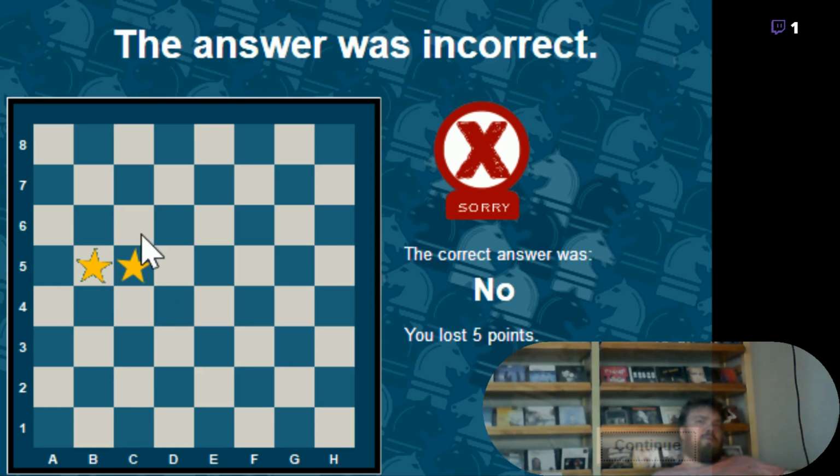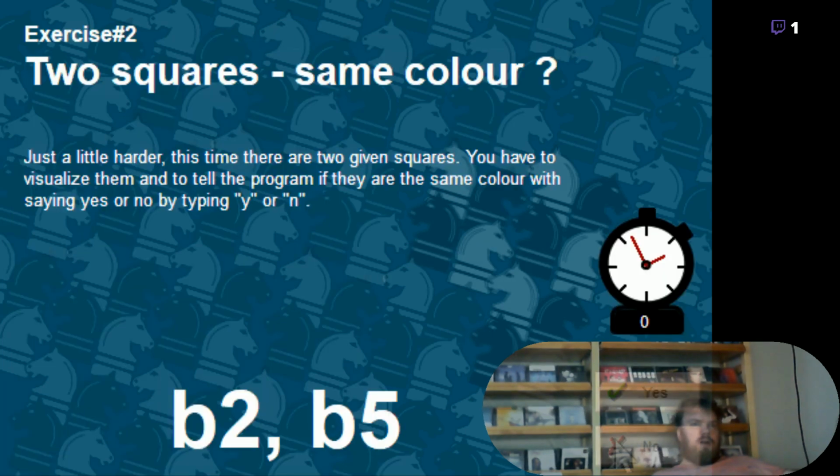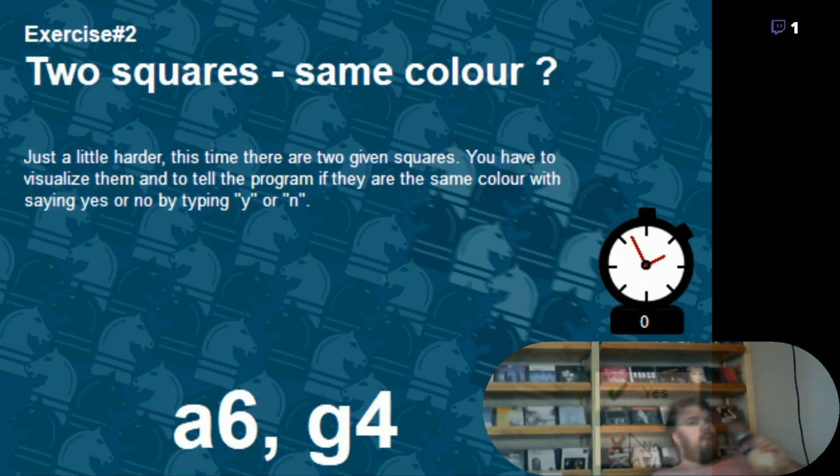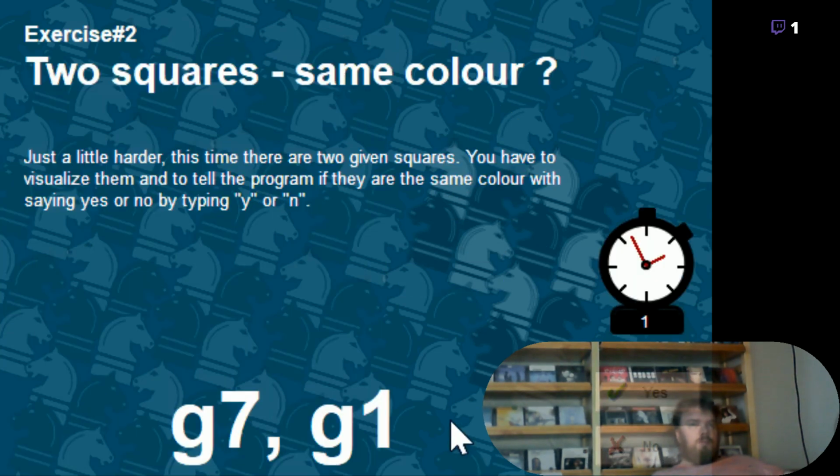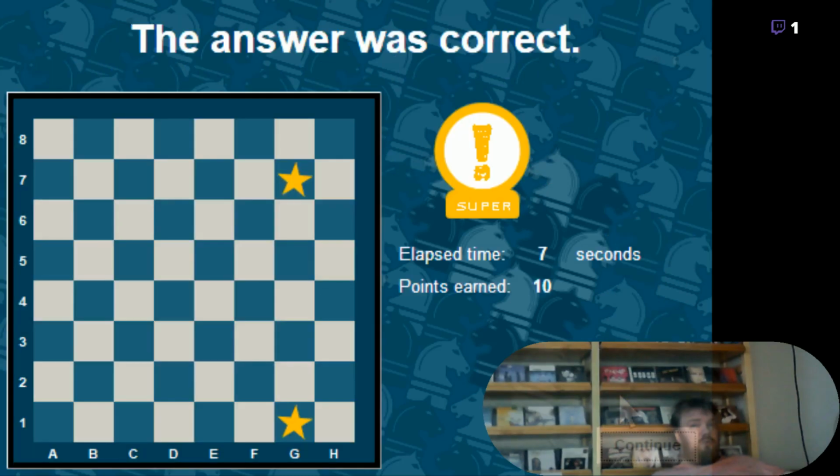B5 somehow reminds me of all these bishop moves to B5. So dark square, light square. Light square, light square. This G4 I remember from being in this diagonal. Dark square and dark square.